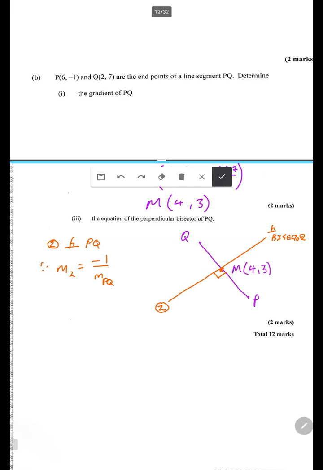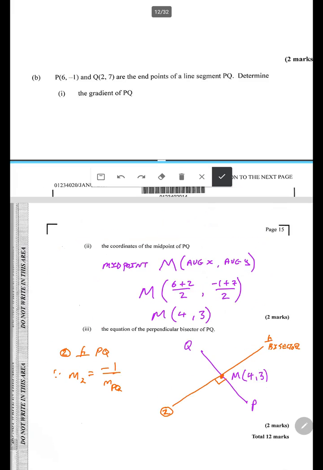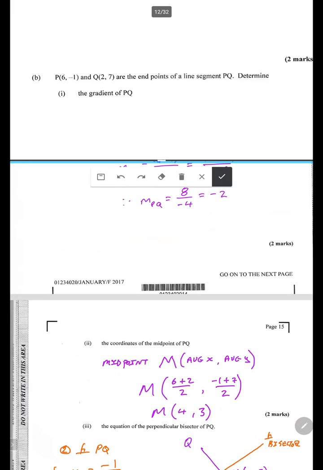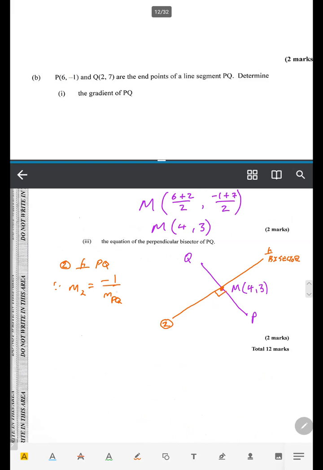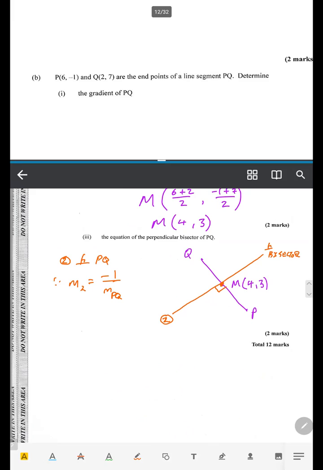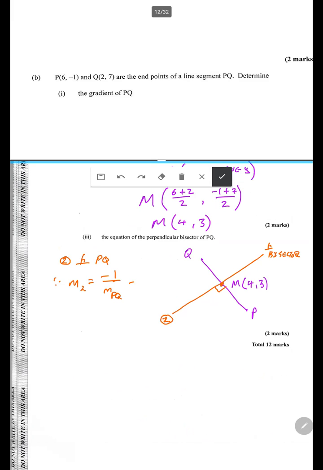And to do this calculation, we can put the minus 2 under here. Remember, the gradient of PQ is the one we found before up here. The gradient of PQ is negative 2. So we can put the negative 2 under here as minus 1 over minus 2, which then becomes a half because the 2s cancel.